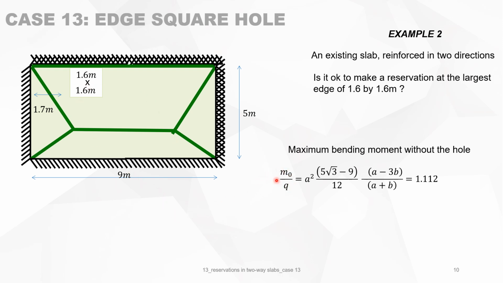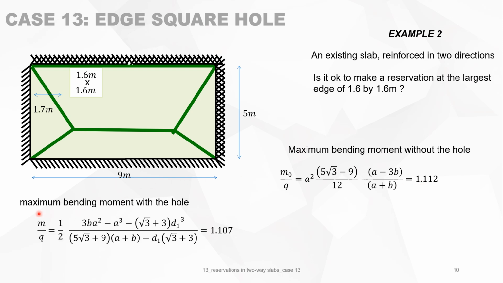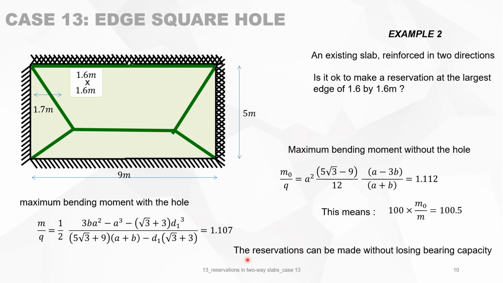We first calculate the bearing capacity of the slab without the reservation, but we don't know what the load is, so we divide M0 by the load, and with the formula we obtain 1.112. After that, we calculate the bending moment with the hole, or the reservation, in the slab, and it gives you 1.107. So this means that the bearing capacity is 100.5, so it's more or less the same. The reservation can be made without losing bearing capacity.